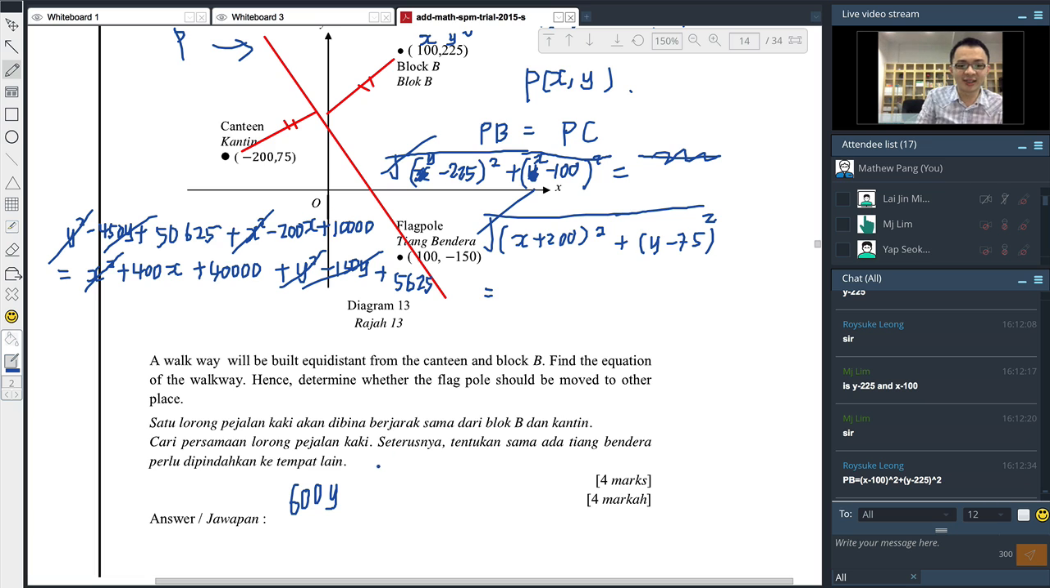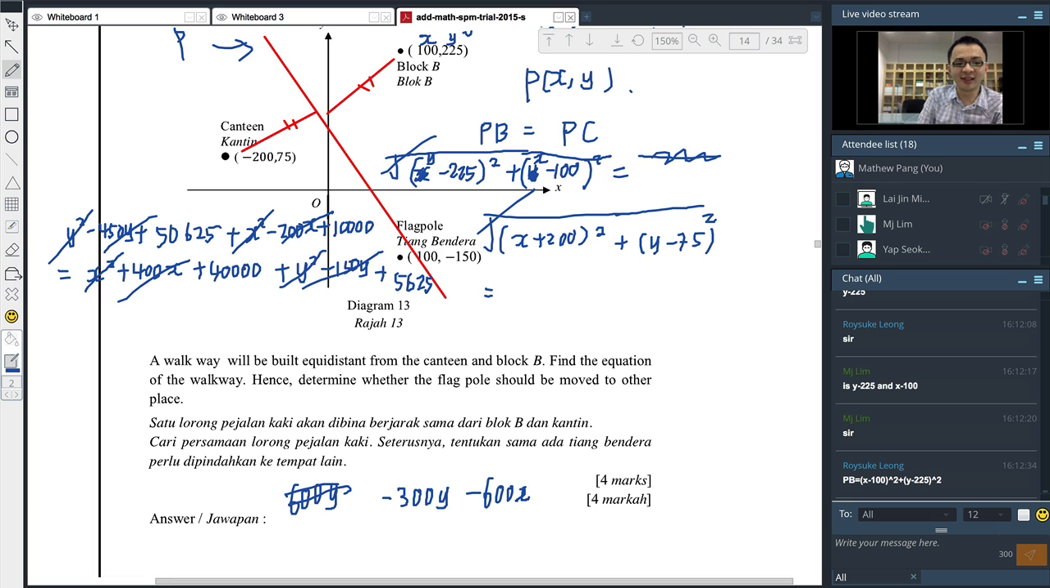400x move to the other side, it will be minus 600x. No, this is move to the other side, minus, minus is plus, so this is 300 only. This is minus, right? So it's minus 300y. Okay, this one move to the other side, will be minus 600x.